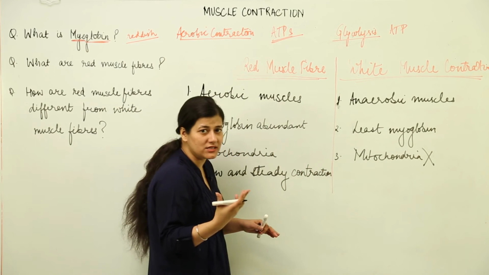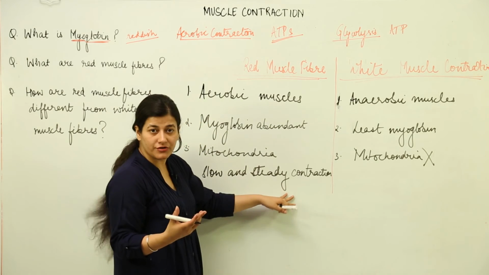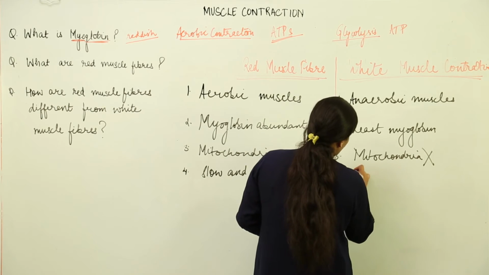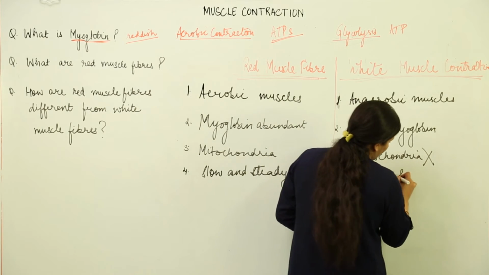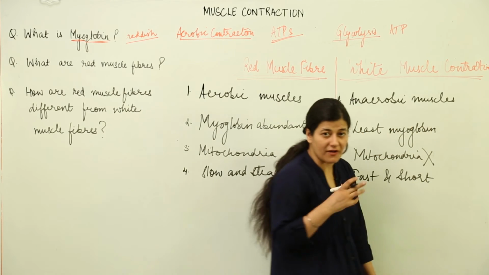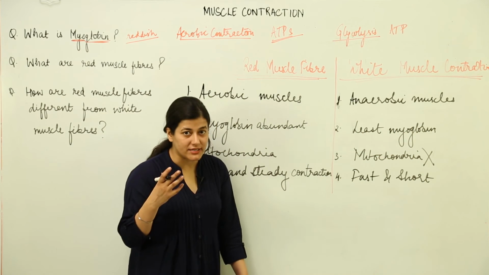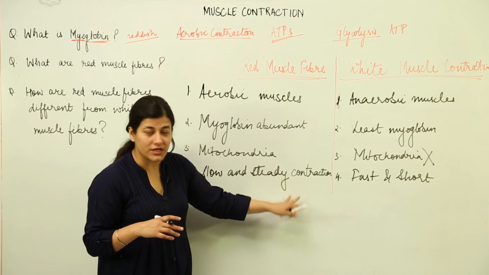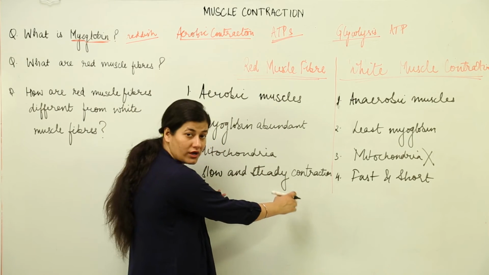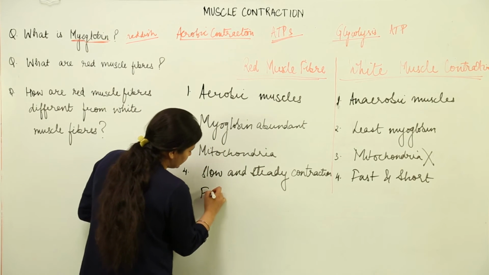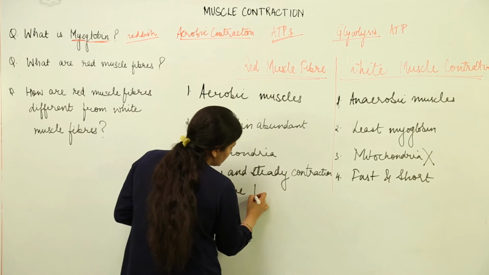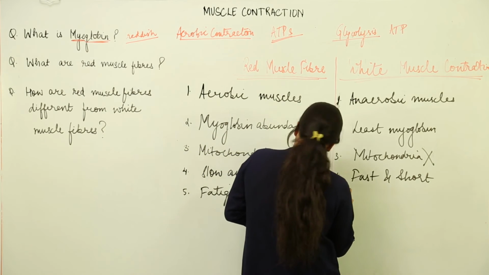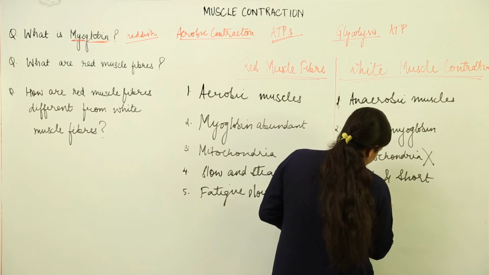As in the case of our back muscles, they are red muscles. Slow and steady contraction they would bring about, and over here it would be fast and short. The contraction would be fast and shorter, as in the case of our eye muscles. They are white muscles and the contraction would be fast and short. It would not be prolonged. Because they can contract for a longer time, the fatigue is less. Fatigue in these muscles is slow. And over here the fatigue is faster.